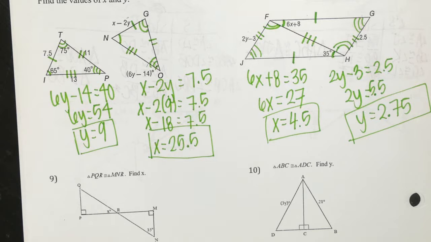Okay. Angle P is the first one. It's congruent to the first one over here.